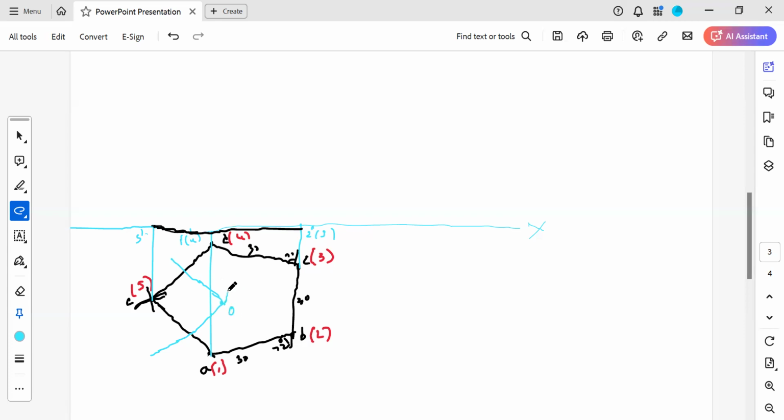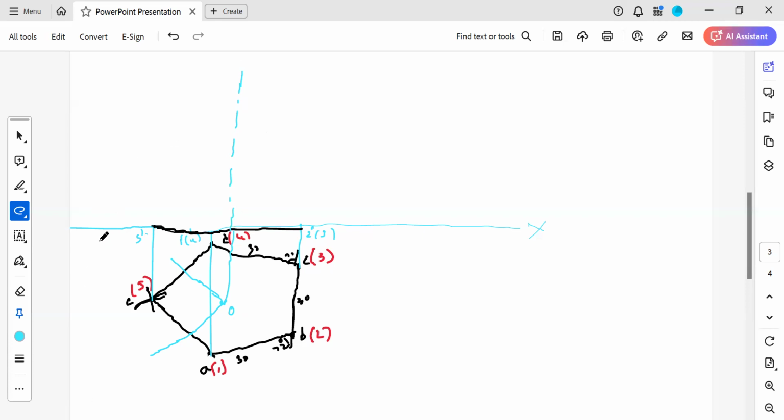Now for the center also you take the projection like this. The center projection will be like this. This is the representation of the center.